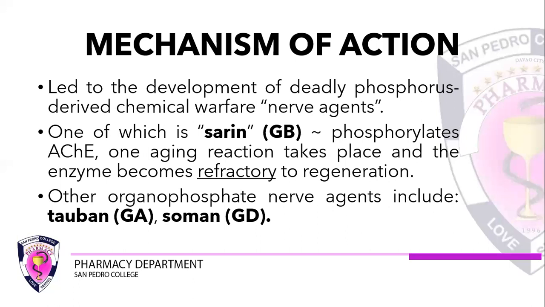So because of this mechanism of action, it led to the development of deadly phosphorus-derived chemical warfare nerve agents. So muna sila. We have sarin, tabun, and soman. So ang main aim dito was to prevent the regeneration of the acetylcholinesterase. Okay, eventually, without the acetylcholinesterase, mag-accumulate ang acetylcholine, causing those muscarinic effects earlier na mentioned.